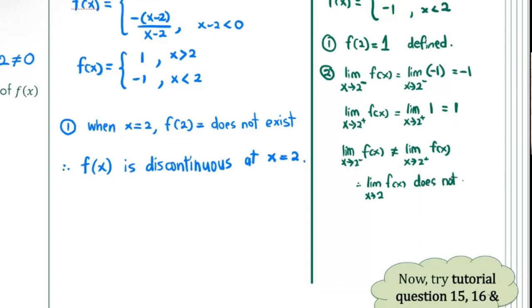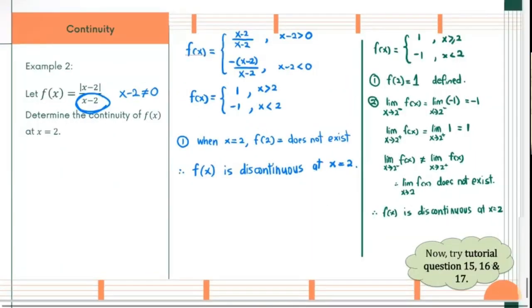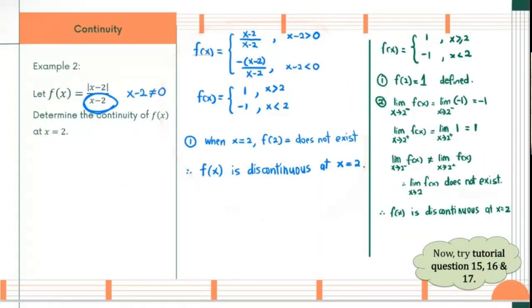So bila dia does not exist, dia tidak satisfy condition yang kedua, betul tak? So bila dia tidak satisfy condition kedua, tak perlu teruskan condition yang ketiga, kita boleh terus buat conclusion. Therefore, f of x is discontinuous at x equals to 2. Okay, so ini saya tunjukkan contoh. Okay, this one adalah jawapan kepada example tu lah. So kat sini kalau kita tengok first condition sahaja dia tak satisfy, automatic terus discontinuous.